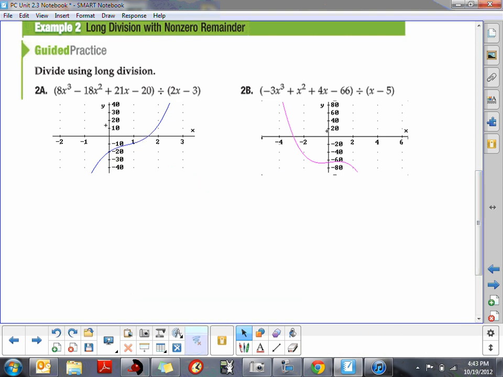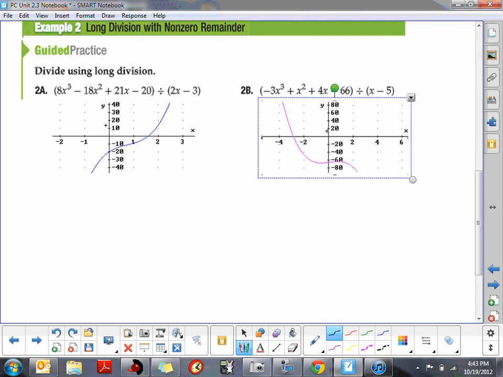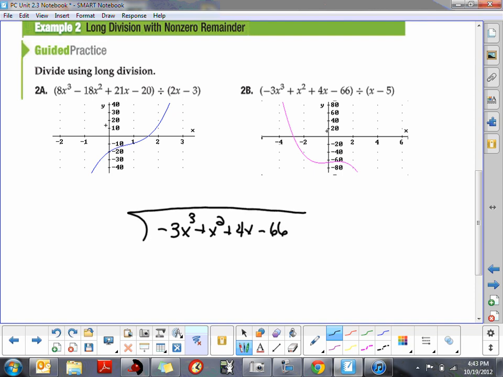Okay, the next one, we're going to take this polynomial and divide it by x minus 5. It's very apparent it doesn't even cross anywhere near the positive 5 over here that it would have to be in your graph, so it probably isn't going in there evenly. Put a negative 3x cubed plus x squared plus 4x minus 66. We want to divide it by x minus 5.